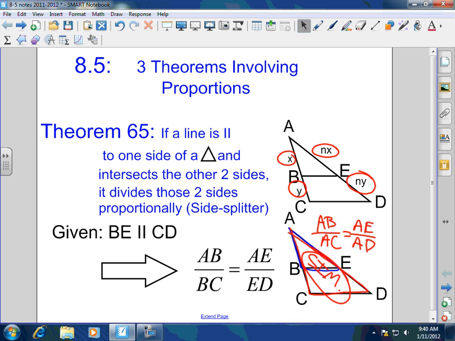Can I use a side splitter to prove similarity? Yes. If you have side splitter here, okay, and I know that x is proportional to nx and y is proportional to ny, okay, and I have some values in here. Now you can see if AB to AC, you could use this bottom part down here. Okay? If that holds true, then they're similar. Does that make sense, son? Thank you. Yes, sir? Okay. May I continue? Thank you.